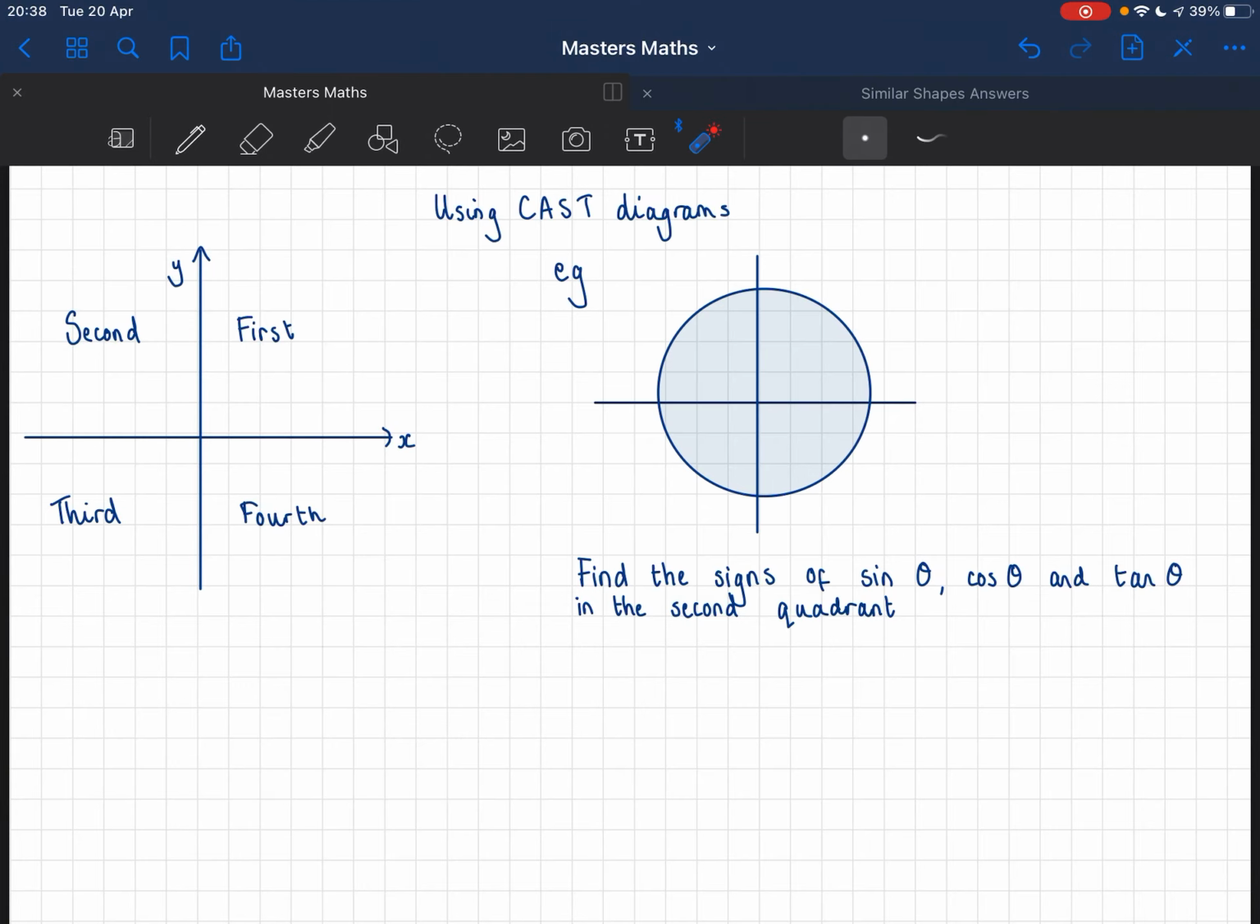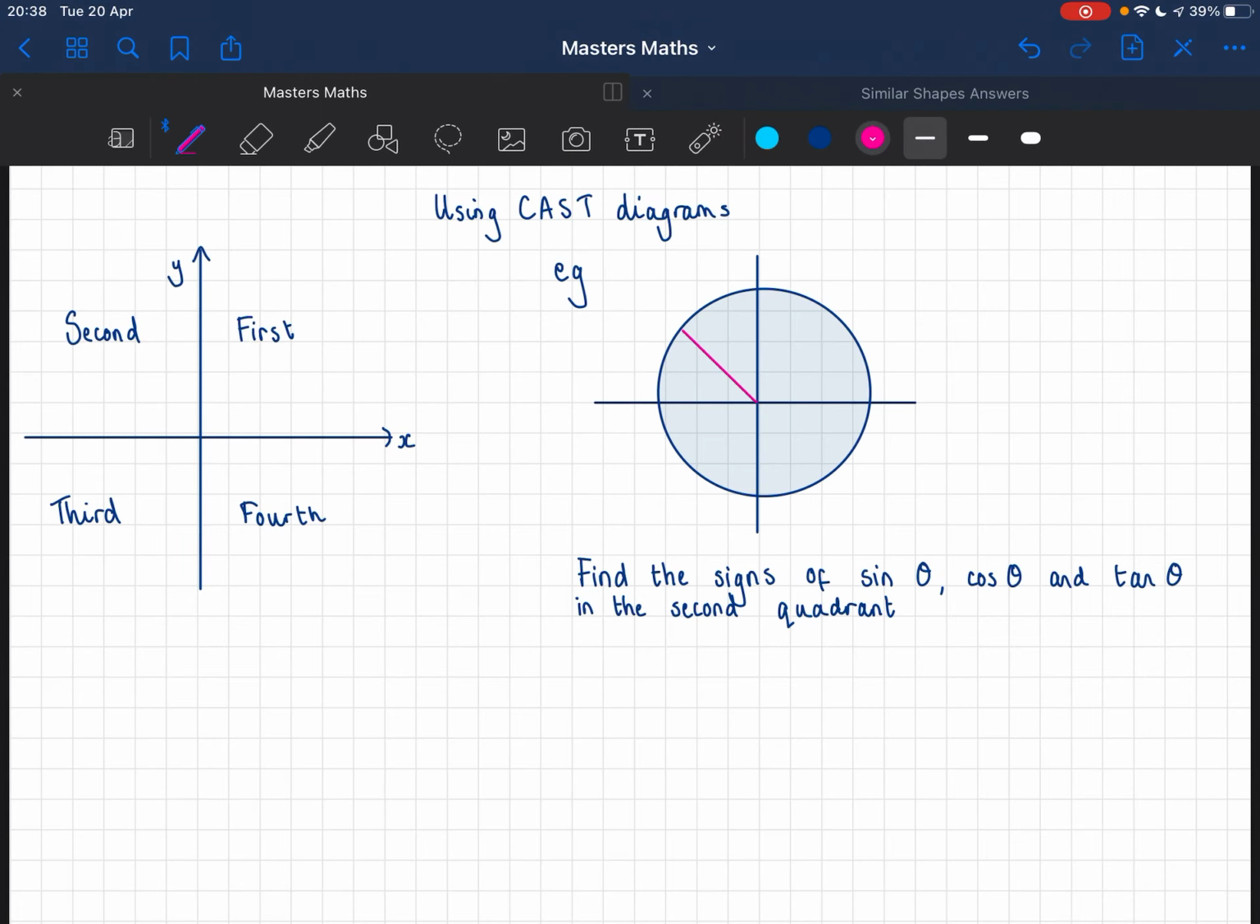Depending on which quadrant we are in affects the sign of the different trig ratios, so the sign of sin, cos or tan. So if we have a look really quickly at this example, we're not finding the exact value, we just want to know if it's positive or negative for sin, cos and tan in the second quadrant. So we are looking over here somewhere.